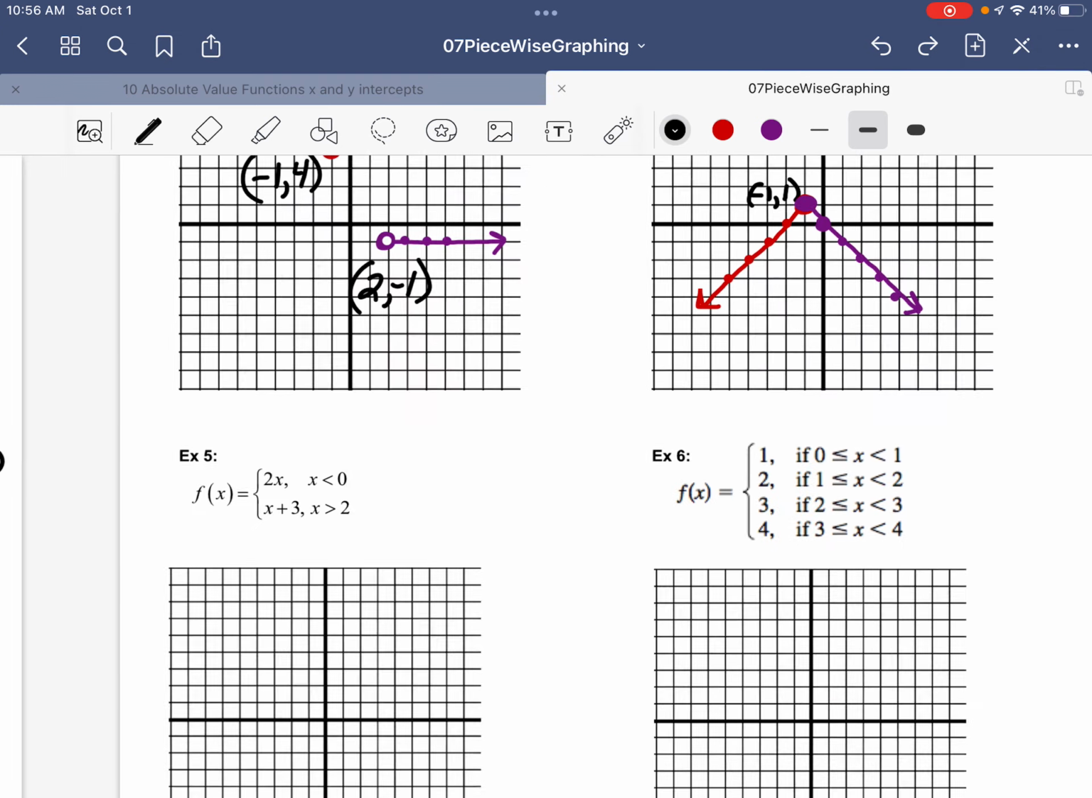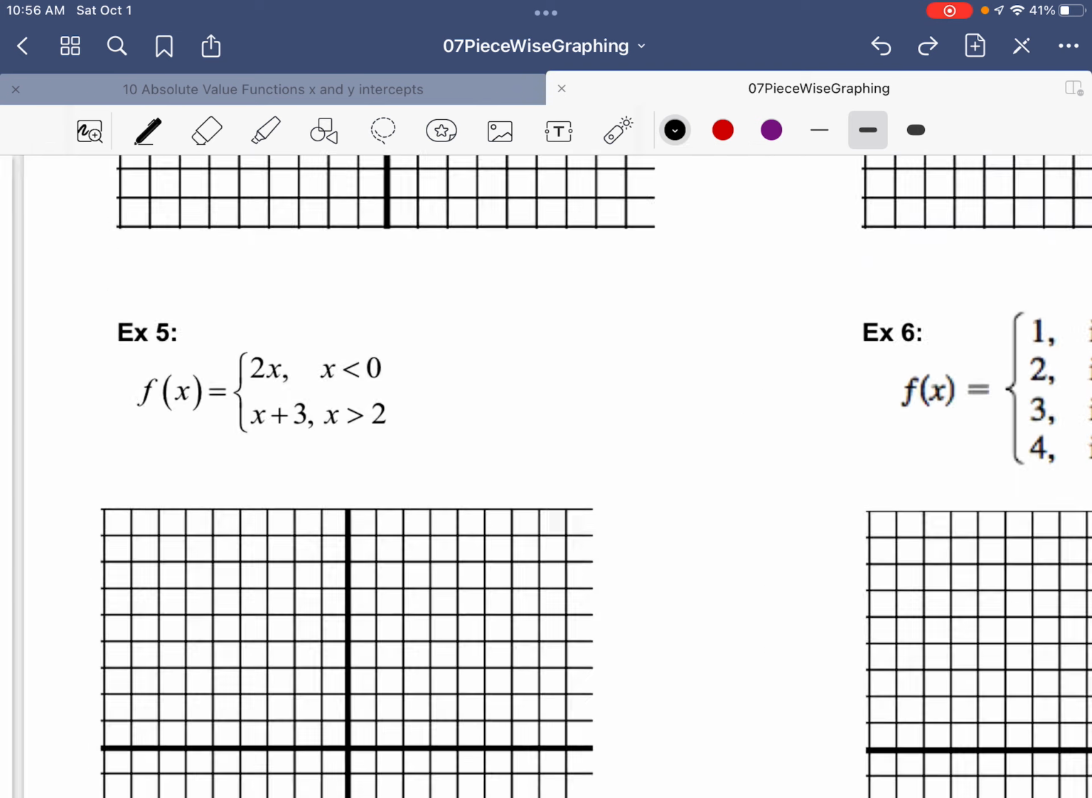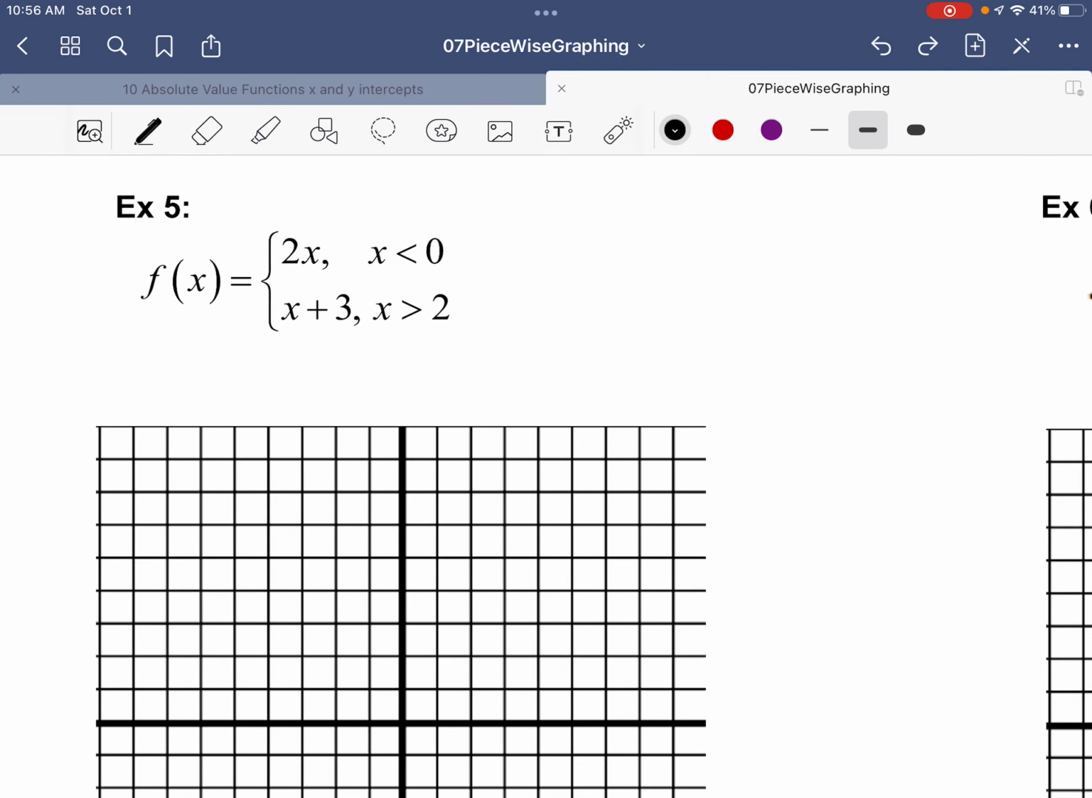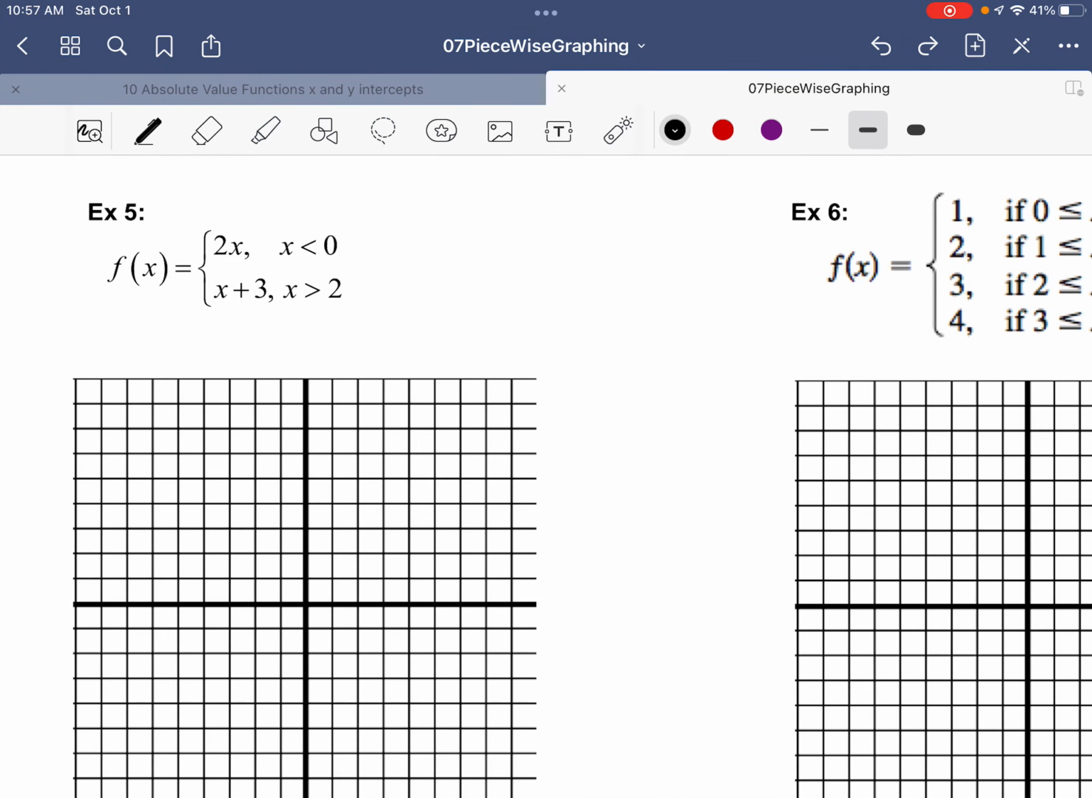Normally, at this point, I would say to any student in the classroom, you try. You try example 5. You try to graph 2x for x is less than 0. You try to graph x plus 3 for x is greater than 2. Now, I am going to go over it, but when you're watching these videos, you need to be disciplined enough to pause the video so that you get an opportunity to try. So, did you pause the video yet?